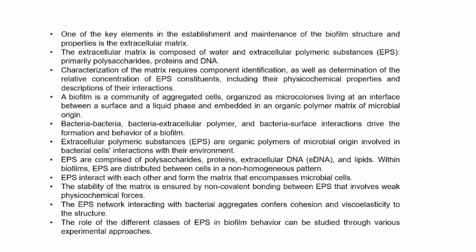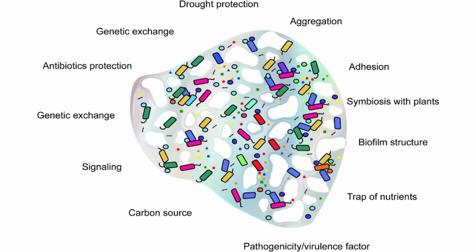So one of the key elements in the establishment and maintenance of biofilm structure and properties is the extracellular matrix. In nature, bacteria alternate between 2 modes of growth: a unicellular life phase in which the cells are free swimming, planktonic, and a multicellular life phase in which the cells are sessile and live in a biofilm, which can be defined as surface-associated, heterogeneous microbial structures comprising different populations of microorganisms surrounded by a self-produced matrix that allows their attachment to inert or organic surfaces.